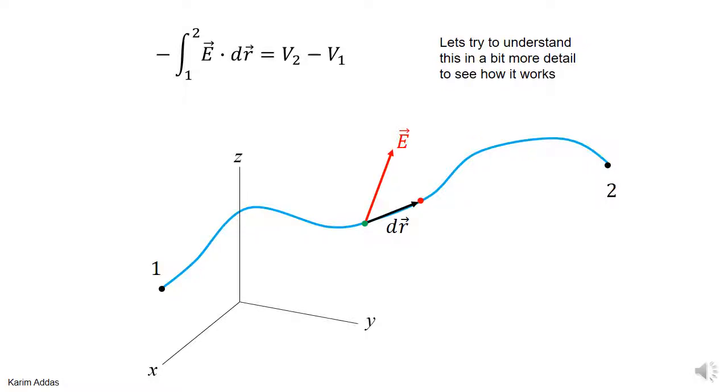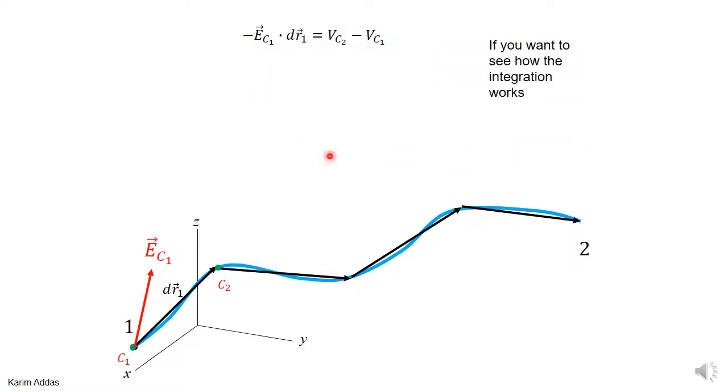In the last video we showed that the difference in potential between 2 points, when you evaluate it by this path integral, doesn't depend on the path at all. So let's try to just see intuitively how this integral doesn't depend on the path. Let's cut up the path into small parts.